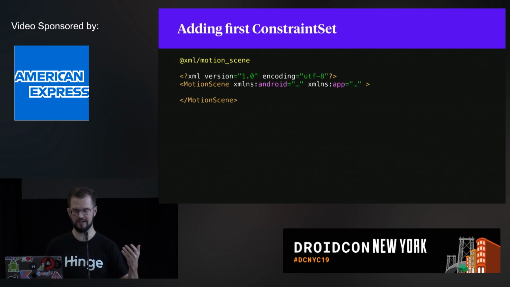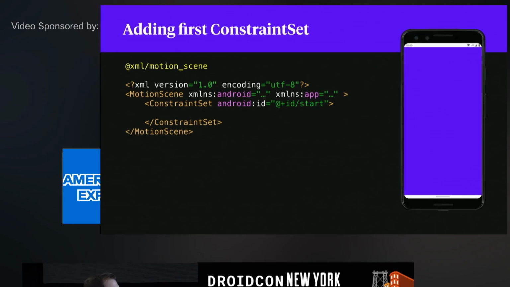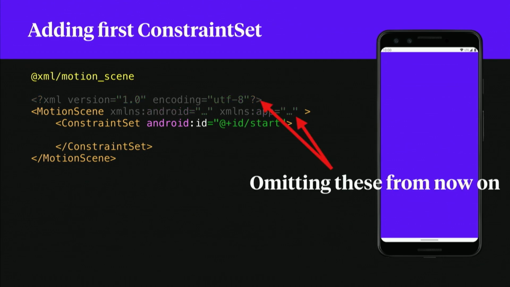Back to the motion scene file, we add a constraint set, and all of a sudden we get this wonderful indigo screen. This does not look like the square that I was describing in the layout file, and that's because there were no constraints to it, so it's unbounded. MotionLayout behaves a little bit differently than ConstraintLayout. ConstraintLayout would not have compiled with this, whereas MotionLayout's a little bit forgiving, but also a little strange sometimes. I'm going to omit these tags from now on, just because they're just not useful to anybody.